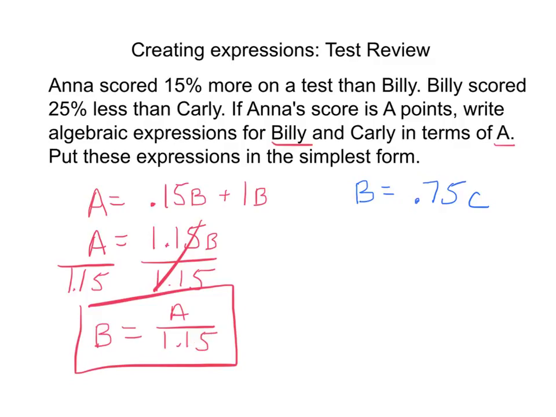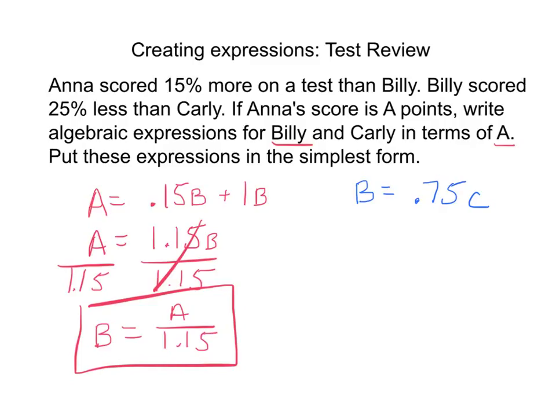I want C in terms of A. The problem is this one has C in terms of B, or actually it has B in terms of C. But I have a C and B in this equation already. I want to get a C and an A. So how can I change this to have a C and an A in it? Audrey. Replace B with A over 1.15.